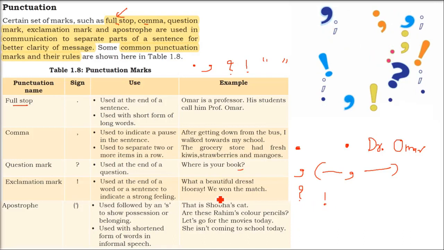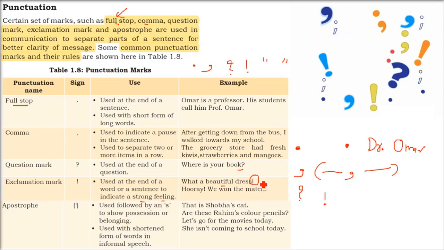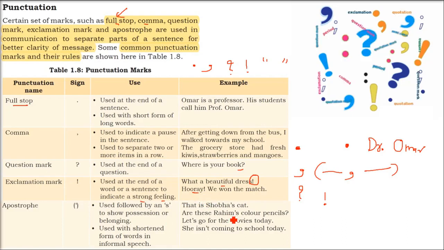Next one is the exclamation sign. Where do we use it? This is used at the end of a word or a sentence to indicate a strong feeling, strong emotion, which comes out of you when something very good or very bad happens. What a beautiful dress! You might not have seen that kind of dress, so you said, what a beautiful dress. So you use an exclamation mark. The emotions are coming, the feelings are coming. Hooray, we won the match! Hooray is showing that the person is happy because we won the match.